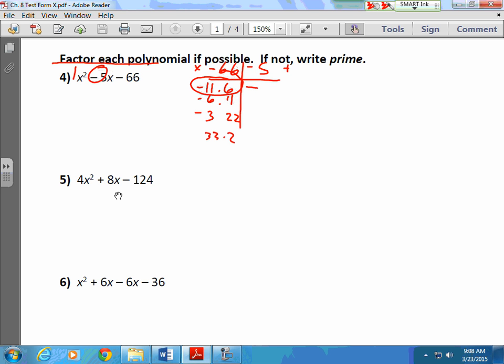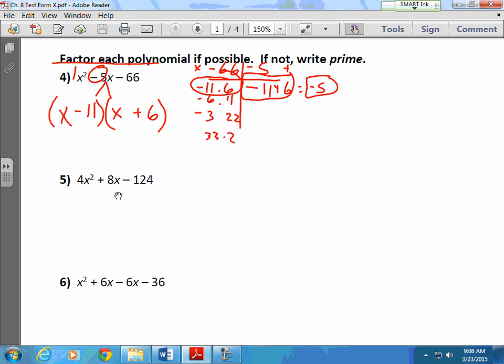So this one adds up to, negative 11 plus 6 is negative 5. So these are the 2 I want, the negative 11 and positive 6. So I can go straight. I don't have to break up the 5x into negative 11x plus 6x when it's a 1 in front of the x squared. I can go straight to my binomial multiplication. So x minus 11 and x plus 6.